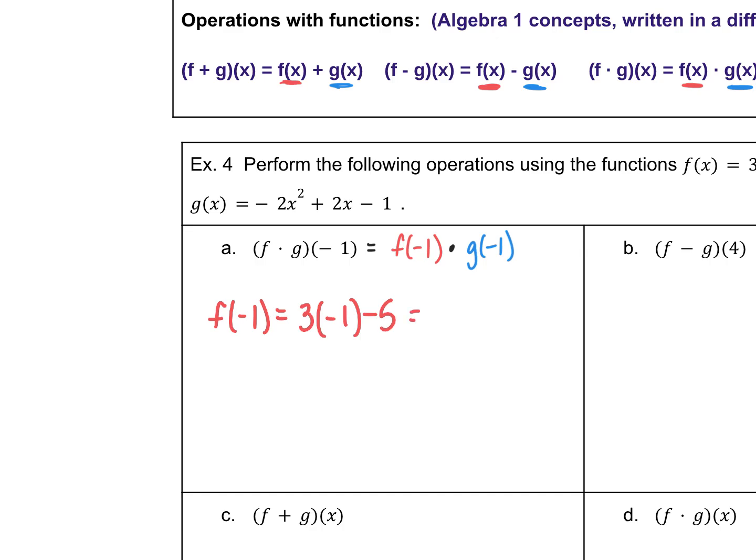3 times -1 minus 5. So all I'm doing, I'm just doing f of -1. So I'm plugging -1 in to f right here. Okay? Yep, and what's that give me? -8, good. Okay? Do I know how to find g of -1? Same thing, right? But plugging into g. Let's go do it.